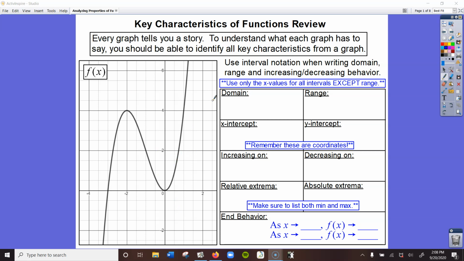So first, remember that for all of these intervals, we're only going to use interval notation. And then for everything else that are coordinates, obviously you have to write it as coordinates.